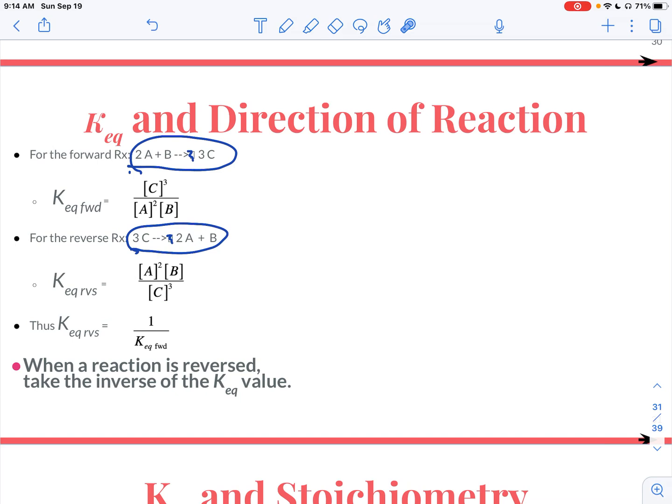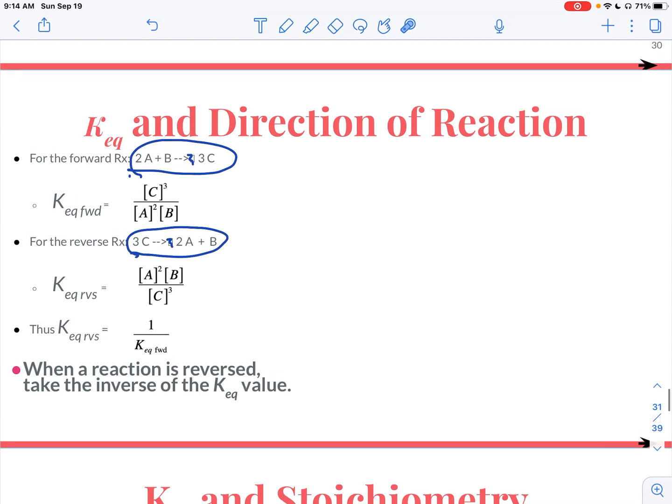What's nice here is that we wouldn't have to do all of this work if we have a K value for a forward reaction, which if it's not specified, that's what's given to you. Like if it says for this reaction, KEQ is this, that's for the forward reaction. If you wanted to know it for the reverse one, you would just inverse it. So put 1 over that number. So this right here is a very useful relationship that we can have.